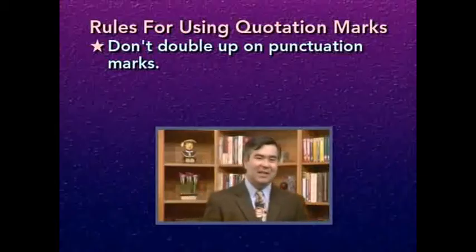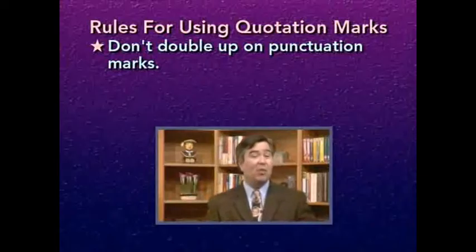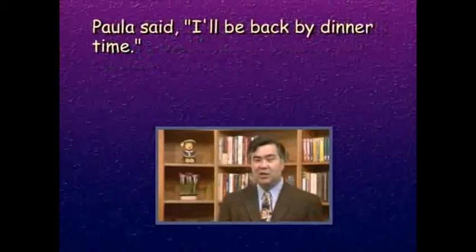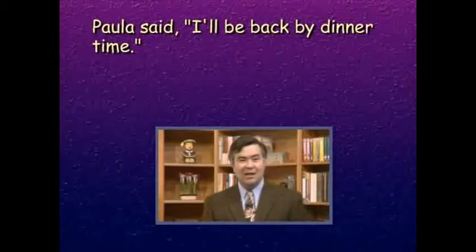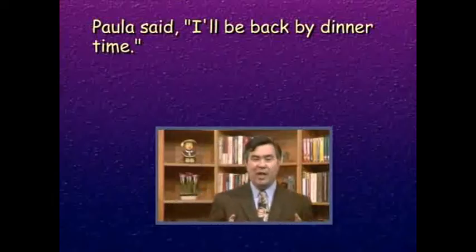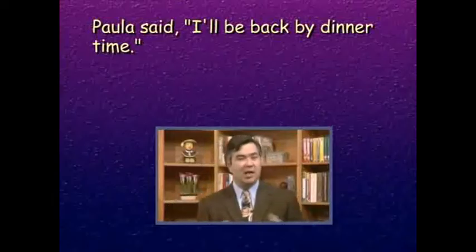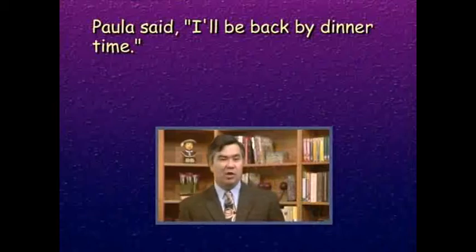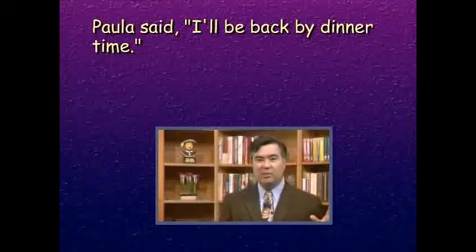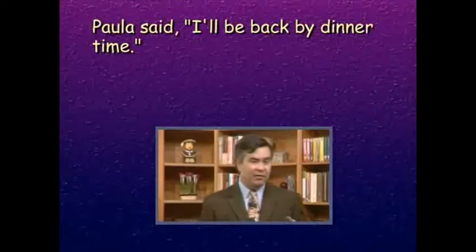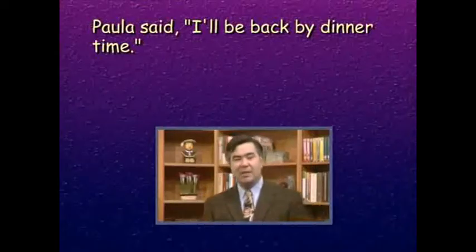Let's take a look at some examples that will help you sort out what could be a confusing set of rules. The first example reads as follows. Paula said, "I'll be back by dinner time." Notice the punctuation that we've used in this sentence. The words that Paula actually said were, "I'll be back by dinner time." So we have quotation marks around those words. We have the opening quotation mark before "I'll" and the closing one after "time." Fine. Now we also have a comma and a period.